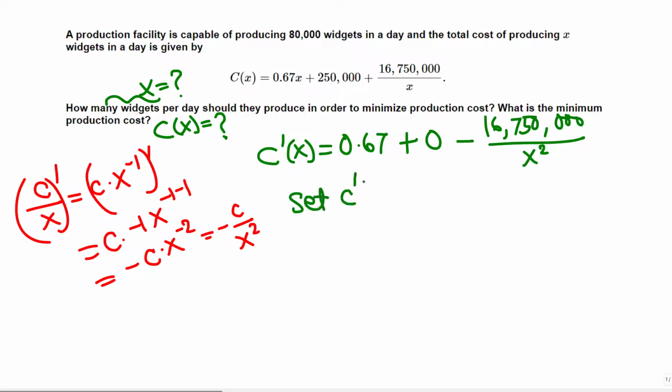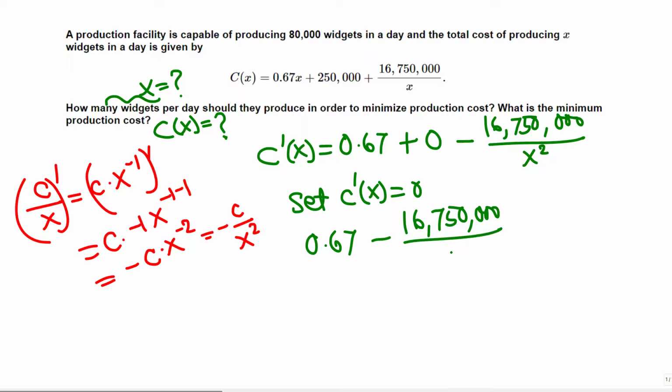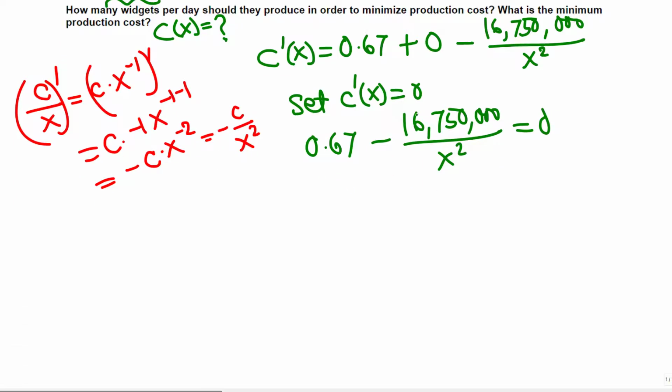Now we set the derivative equal to 0 to solve for x. That means critical numbers. So this fraction, this one plus 0 is just that, minus this equals 0. 0.67 minus 16,750,000 over x squared equals 0. So we are trying to solve for x. So we got a fraction, a number. Let's move this fraction to the other side. So 0.67 equals, this negative means we are adding this fraction, 16,750,000 over x squared.